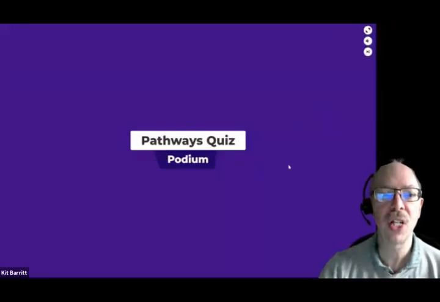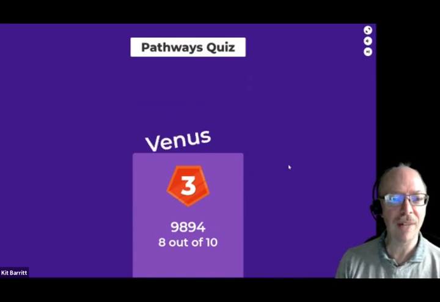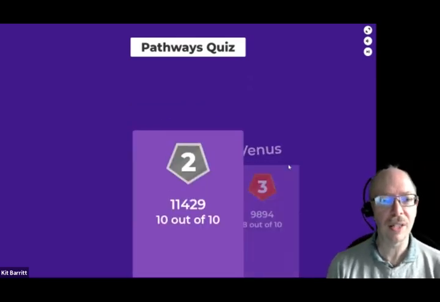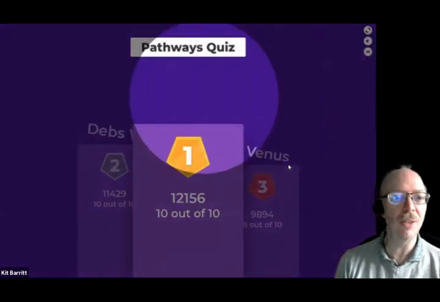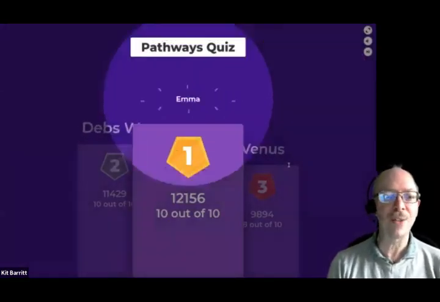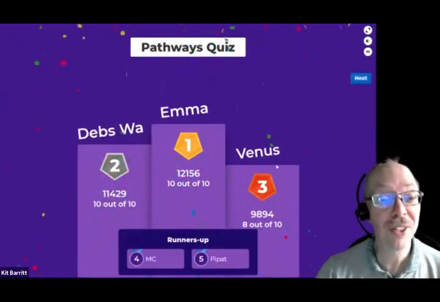Right, let's see who was in 3rd place. In 3rd place, 8 out of 10 questions right with nearly 9,000 was Venus. 10 out of 10 questions was Debs W. And the winner with 10 out of 10 questions right was Emma. Can't help thinking maybe Emma knew the answers.